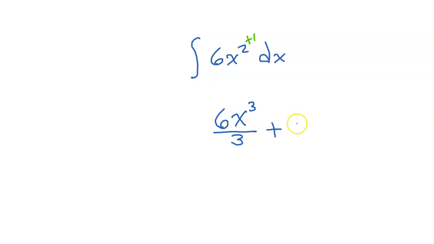We always have to put a plus c on the end of here for the constant of integration. And this is the answer. Of course, we could simplify this and write 2x to the third power plus c. When you integrate like this, the result is called an antiderivative.